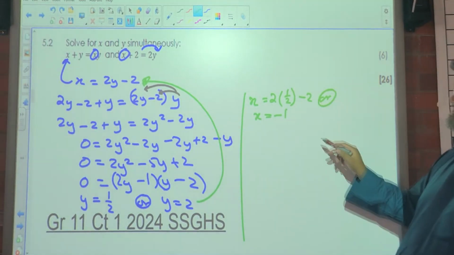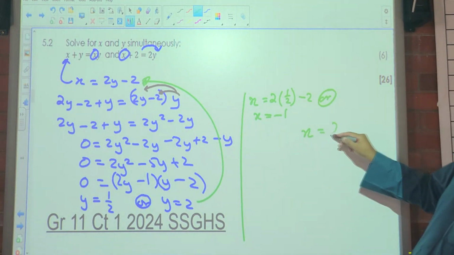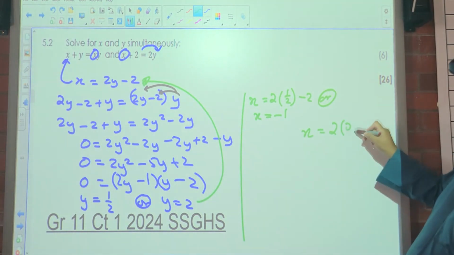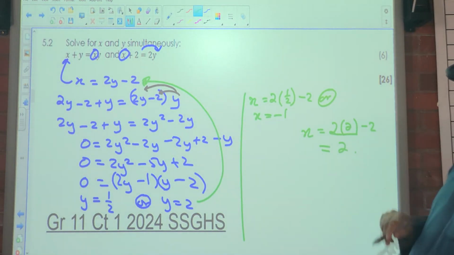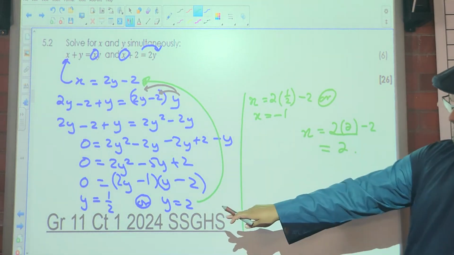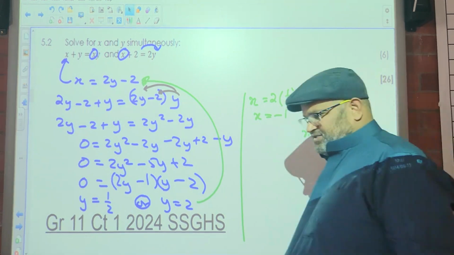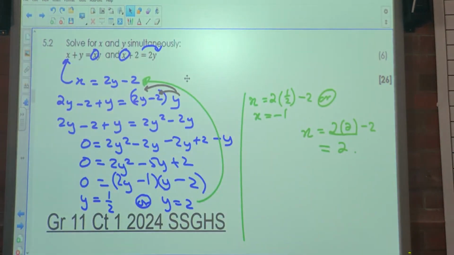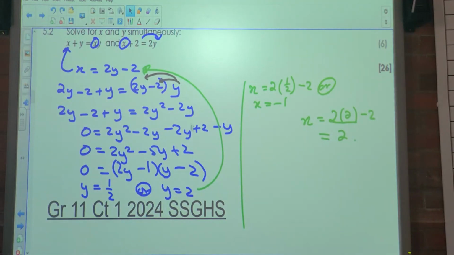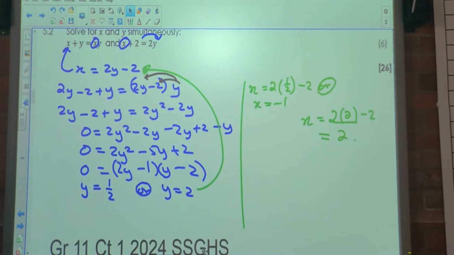Or on the other side, we say x is equal to 2 times, and your y value is 2, minus 2. 2 times 2 is 4, and 4 minus 2 is 2. So there are your 2 y values, and here are your 2 x values. Okay. Any confusion there? No?